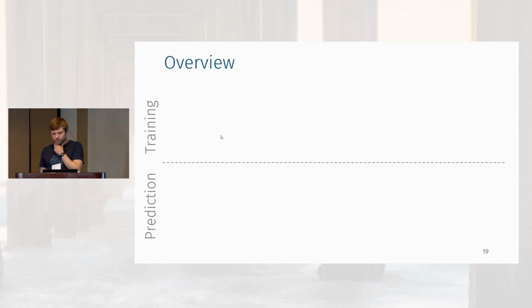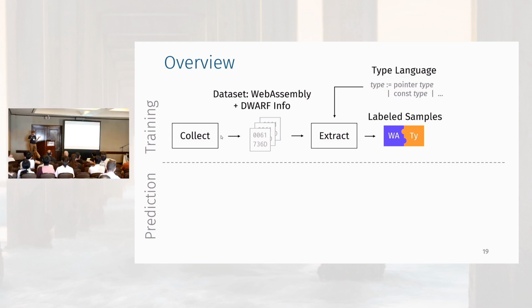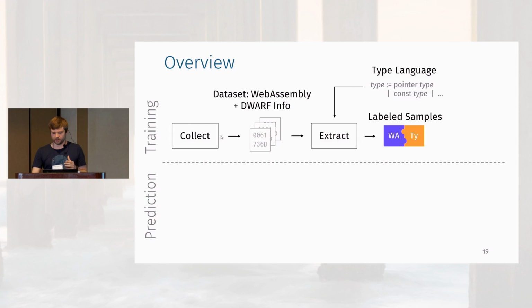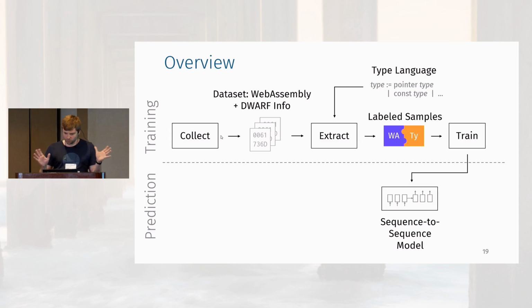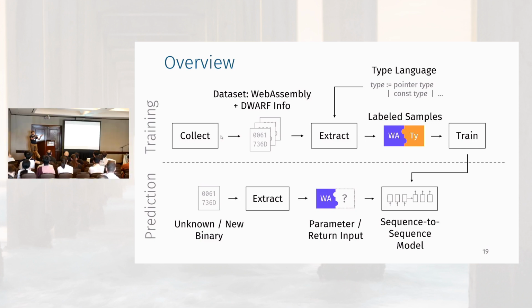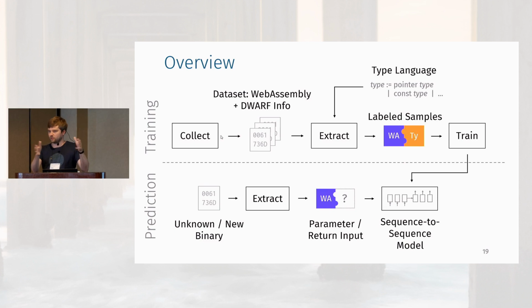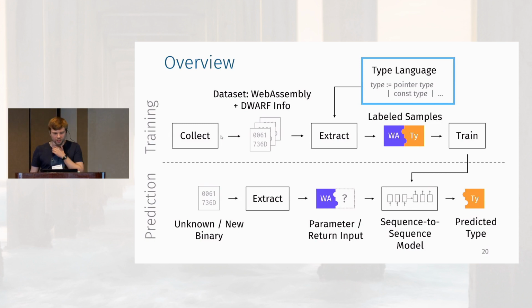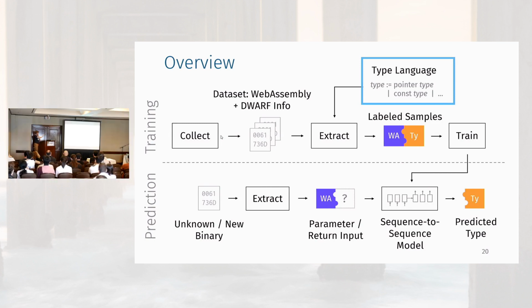Okay, as with any machine learning approach, there are two rough phases in our work. One is an offline training phase first, and then later a prediction or inference phase. In the training phase, we collect a large dataset, we extract some labeled data from it, and then we use it to train a neural model. I'll go over details in a second. Then you as a reverse engineer might use that model, give it a new or unknown WebAssembly binary, extract and preprocess it a little bit so that it works for the model, and then the model gives you back a predicted type for a particular program element, so for a parameter or for a return value of a function. Okay, so let's zoom in on a couple of these pieces in this overview.